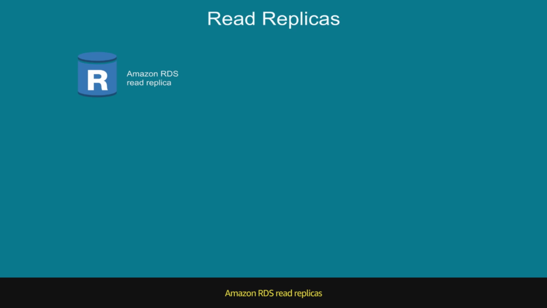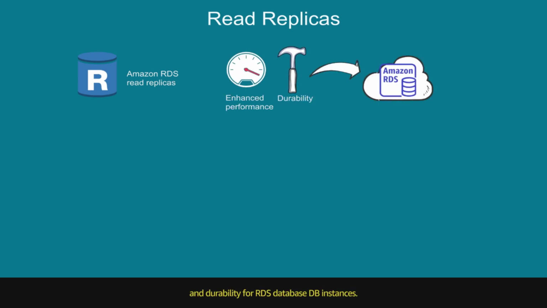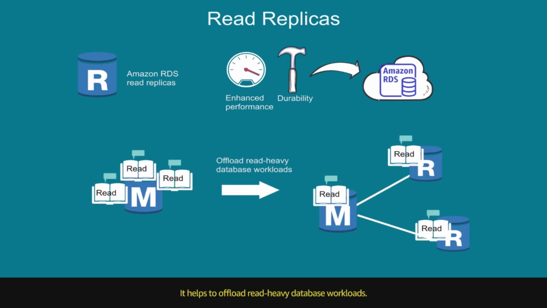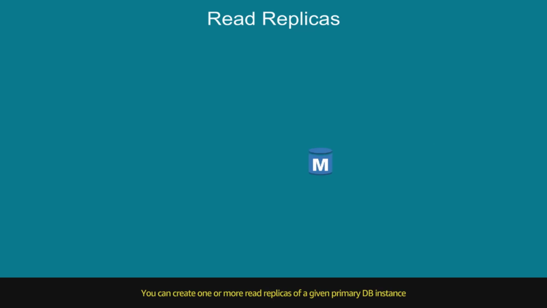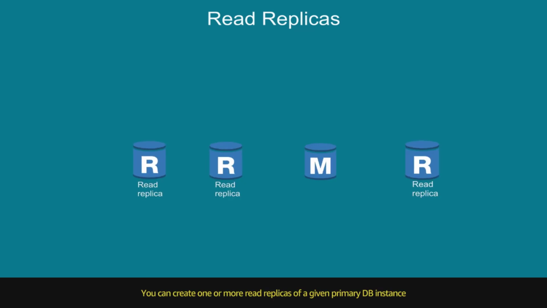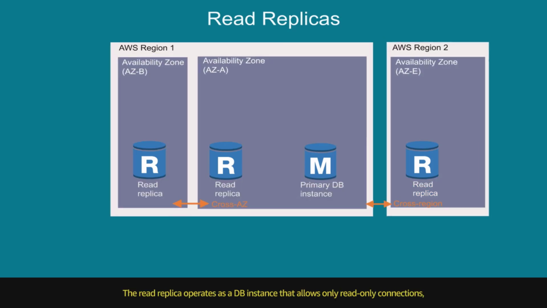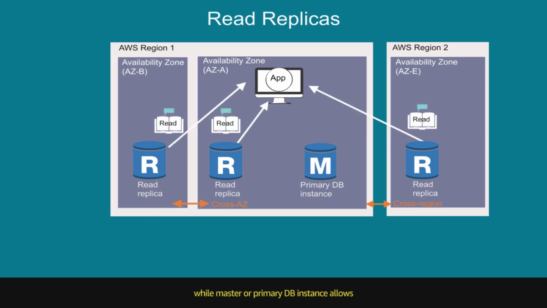Amazon RDS read replicas provide enhanced performance and durability for RDS database (DB) instances. It helps to offload read-heavy database workloads. You can create one or more read replicas of a given primary DB instance within an availability zone, cross-AZ, or cross-region. The read replica operates as a DB instance that allows only read-only connections, while the master or primary DB instance allows both read and write connections to your application.